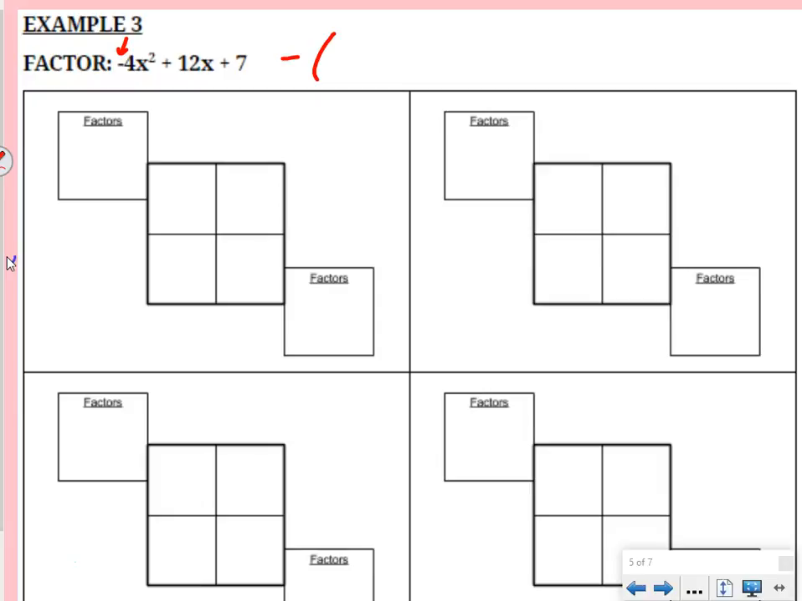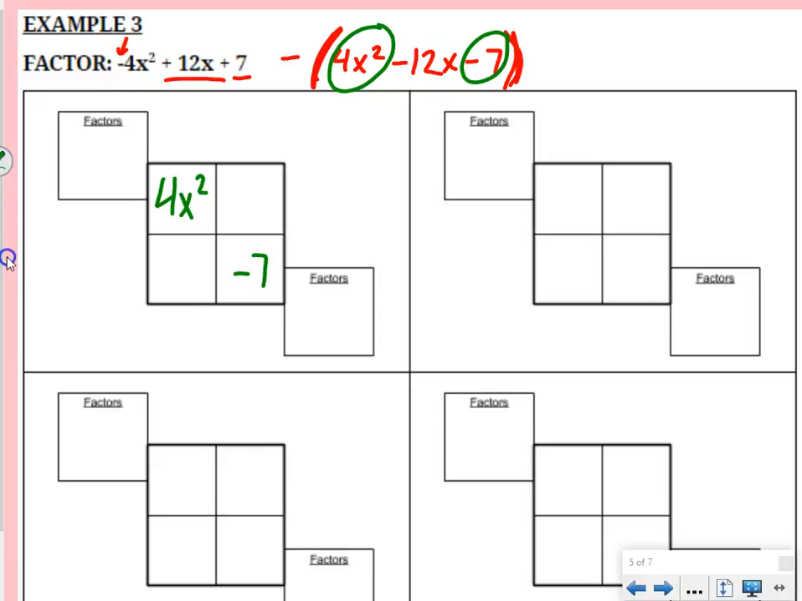So negative 4x squared becomes positive 4x squared. Positive 12x becomes negative 12x. And positive 7 becomes negative 7. We're just taking out a negative. Now we're going to factor what's inside the parentheses right here. So we're going to take 4x squared and put it in the first blank. And we're going to take negative 7 and put it in the last blank.